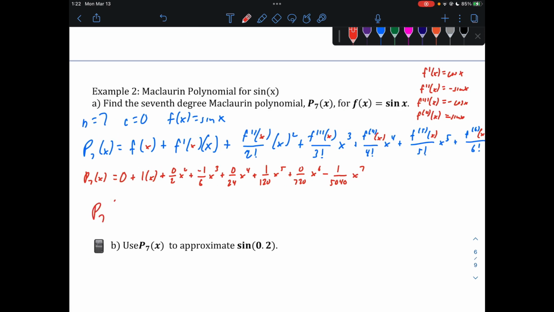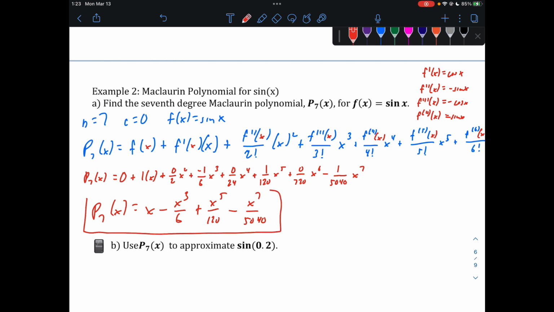So just cleaning this up a little bit, it would be x minus x cubed over 6 plus x to the 5th over 120 minus x to the 7th over 5040. And that right there is called the 7th degree Maclaurin polynomial for the function sine of x.